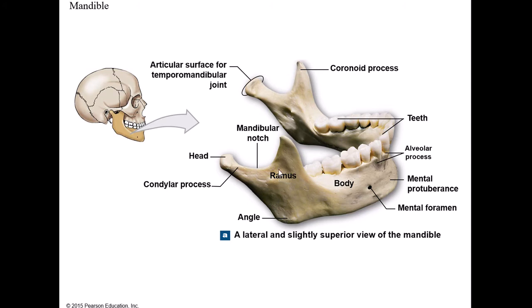At the top of the ramus, this point right here is the coronoid process. At the back of the ramus, this is the condylar process. This is the part that's going to articulate with the mandibular fossa to make the TMJ. And then right in between these two structures, the coronoid process here and the condylar process here, this notch right here is the mandibular notch. Where the ramus meets the body right here, this area here is known as the angle of the mandible, right? The angle of the mandible.